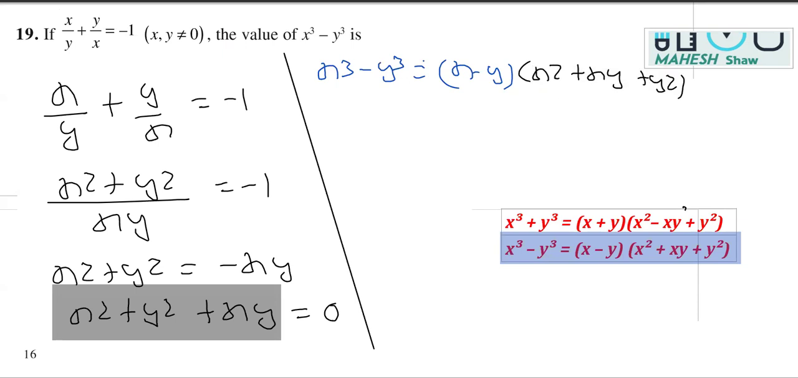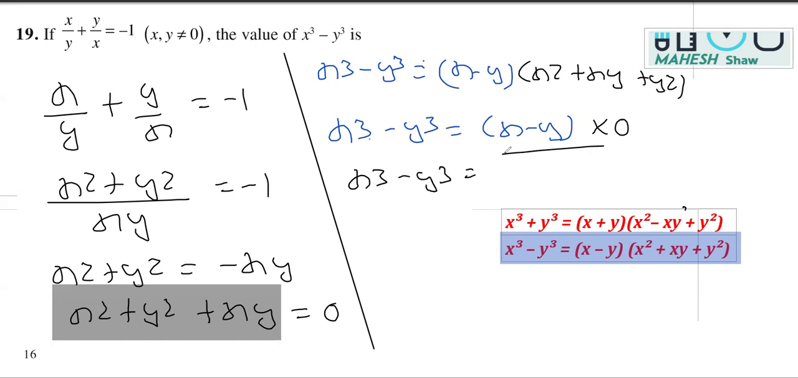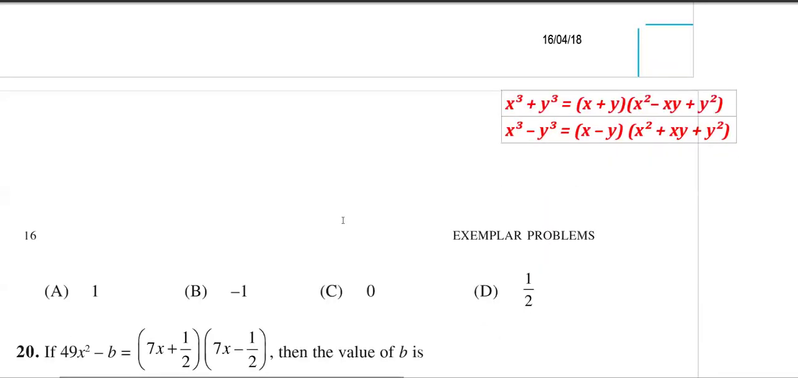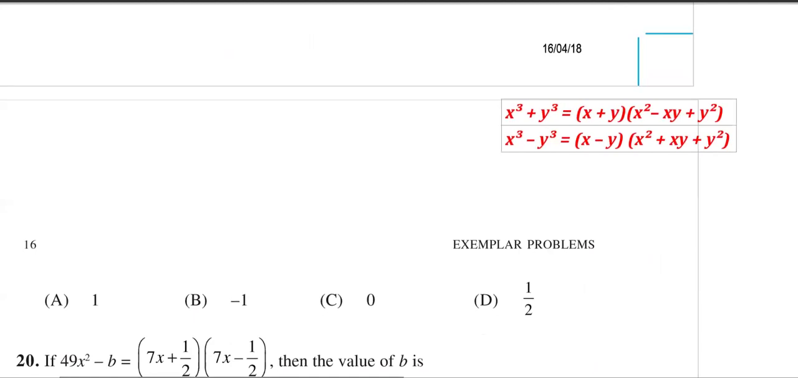Now continuing with the working, we can see here that x cube minus y cube is equal to x minus y, and as I said, we know the value of this as 0. So we get x cube minus y cube is equal to any number multiplied by 0, which is 0. So if I see the options, it should be 0 as the option. The options given are below. Yes, so we have C as the correct option for this.